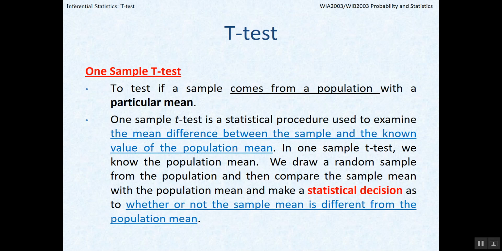So in this case, you have to know the mean of the population, right? The one sample t-test is a statistical procedure used to examine the mean difference between the sample and the known value of the population mean. So in the one sample t-test, we know the population mean. We draw a random sample from the population and then compare the sample mean with the population mean, and make a statistical decision as to whether or not the sample mean is different from the population mean. So the one sample test will be useful when you want to check whether your sample gives the same mean as the population mean, right?